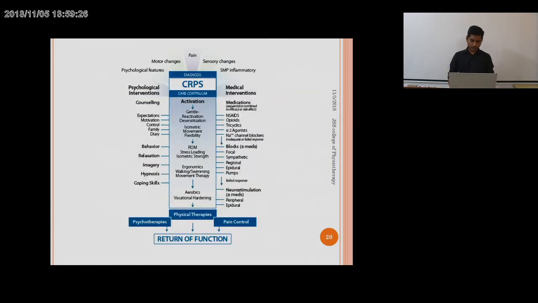So in this table, 4 important aspects are given. The first one is diagnosis as a care continuum. So you are going to have psychological interventions, medical interventions, psychotherapies, physical therapies, and patient control. And ultimately when everything is summed up for the patient, they are going to have a return to function. In case any of these interventions fail, the patient will have continuous perception of pain and can't return to normal function.